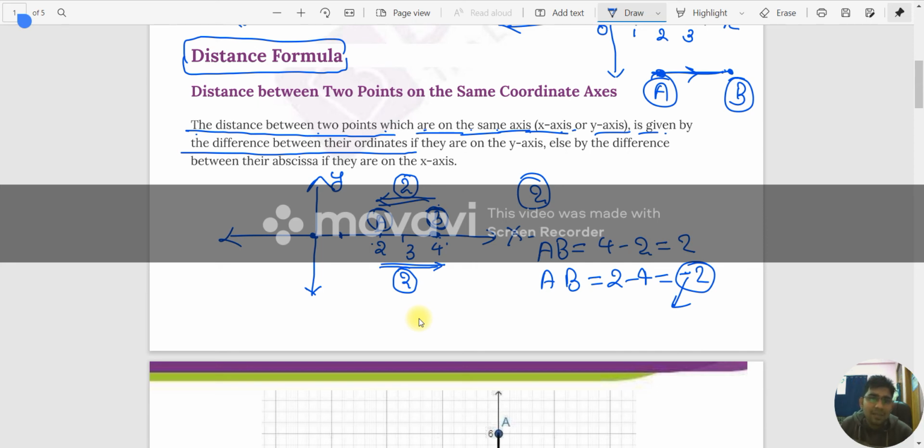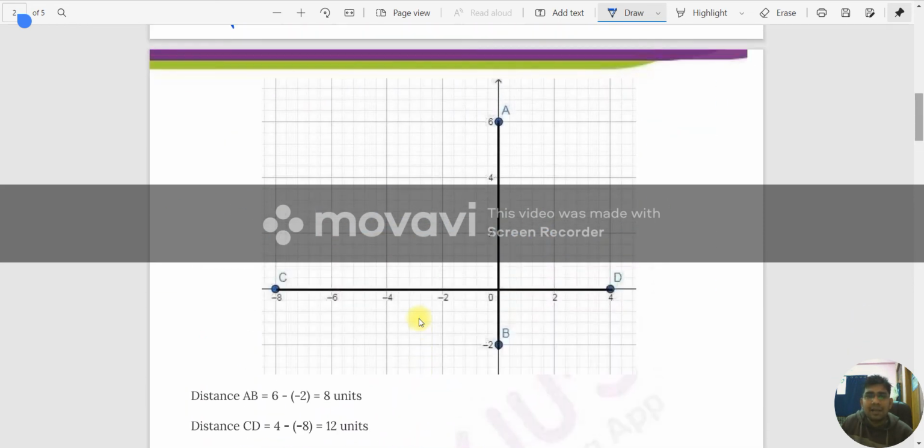On the same y-axis, suppose you have a point on this y-axis, A point is 1 and B point is 2. To find the distance AB, we subtract the coordinate of A, which is 1, from the coordinate of B, which is 2. So the distance is 1. This is explained here in this figure.